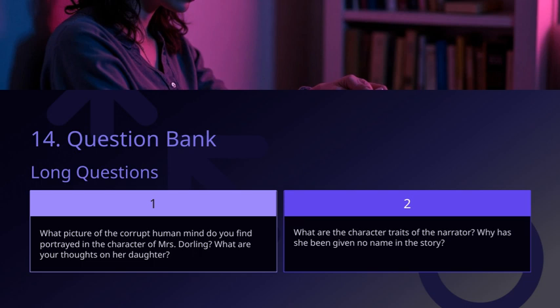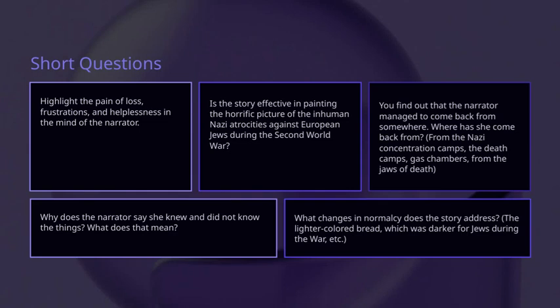So I've managed to come back from somewhere very dark and terrible. Where have I come back from? From the Nazi concentration camps, the death camps, the gas chambers, and even from the jaws of death itself. It's a journey through unimaginable horror, and yet I am here to tell the story.